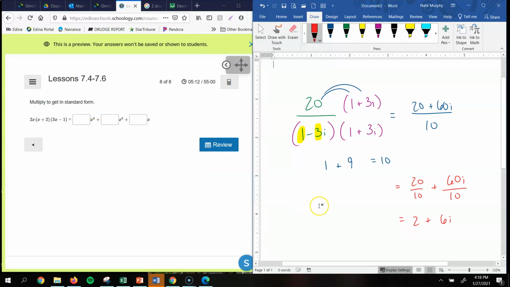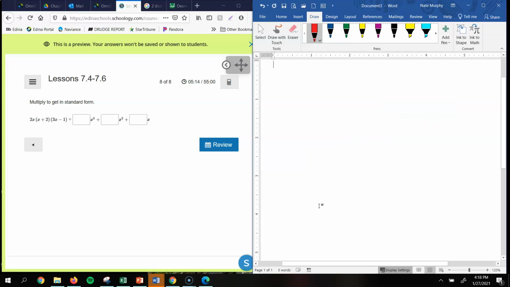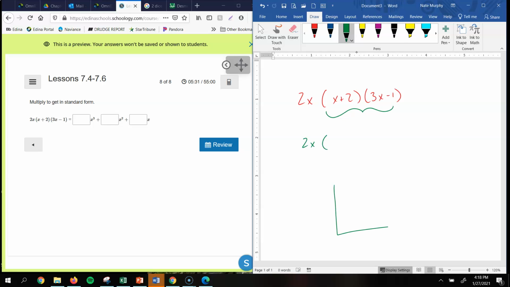So lastly, we're going to go ahead and multiply these together. So we have 2x times x plus 2 times 3x minus 1. Now, there's a couple ways we could do this as well. Personally, I would just start by multiplying those together first. Okay, now if you want to do that using this box method, you could do it that way. Let me just show you.